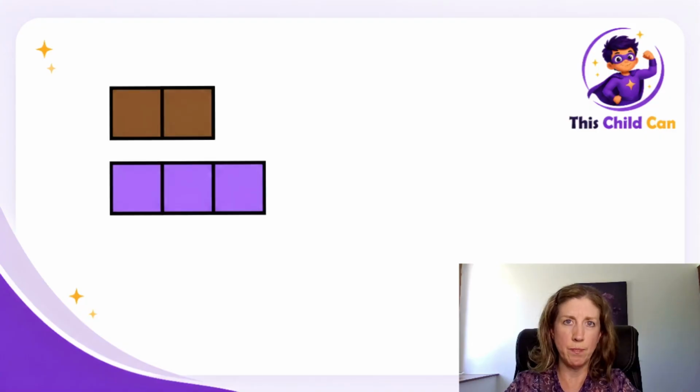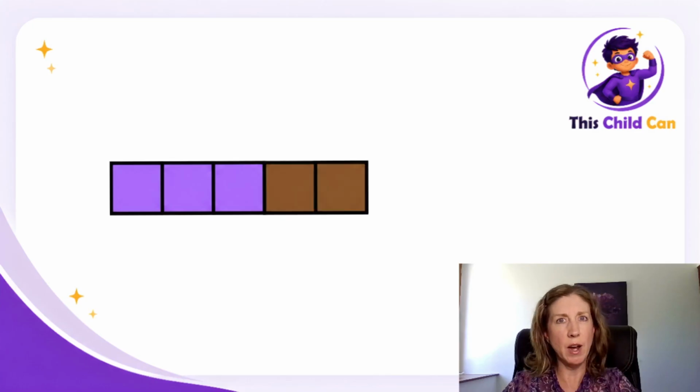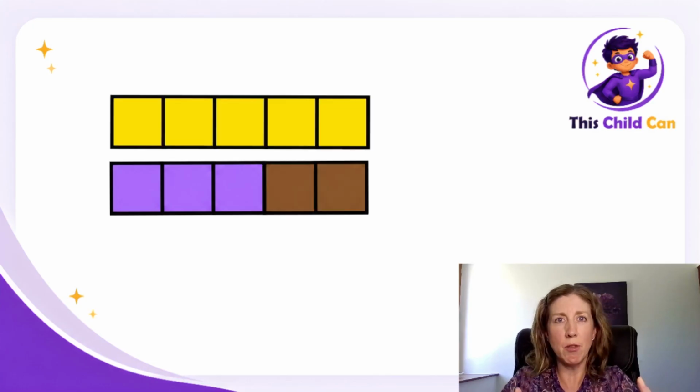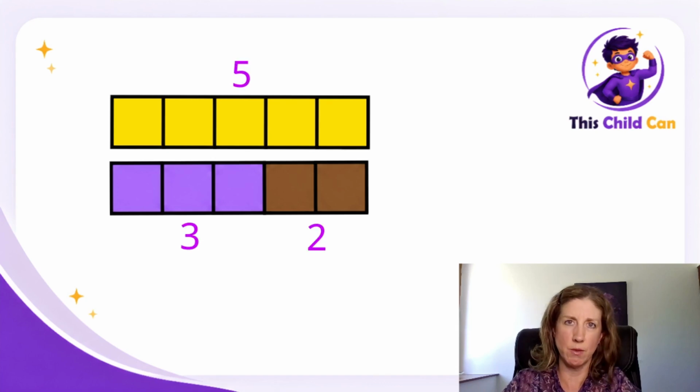Now here we've got an example of a 3 and a 2. If we put a 3 rod and a 2 rod side by side, we can see by putting a 5 rod above it that 3 and 2 make the same amount as 5, and that's where these rods are really useful. So 3 plus 2 equals 5, and the rods show us this.